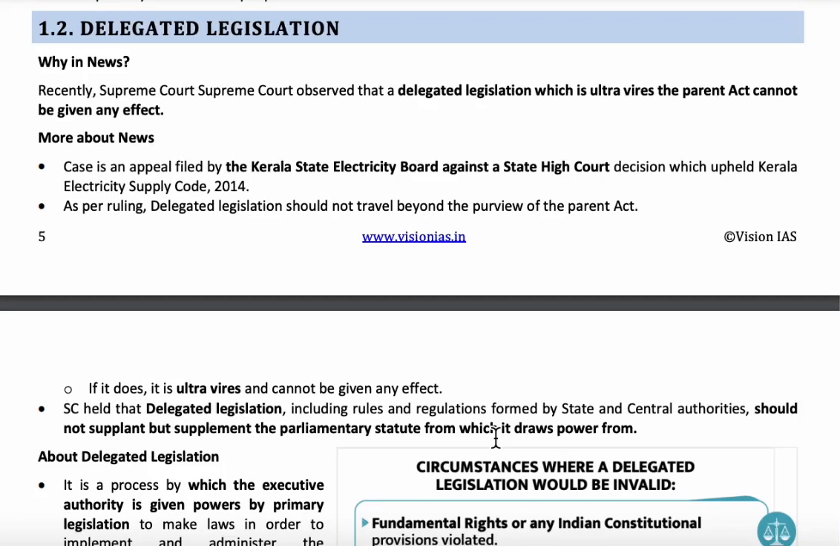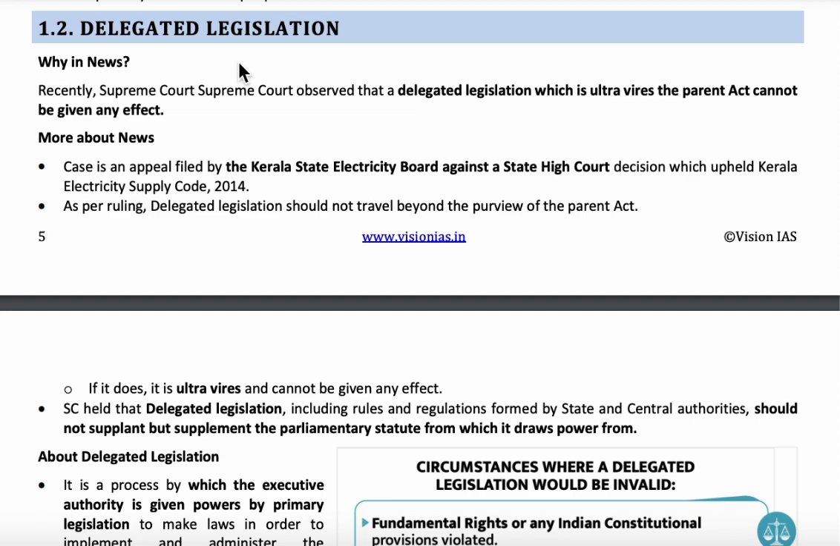1.2 Delegated Legislation. Generally, the legislature makes laws and the executive implements the laws. But if the executive makes some small laws and regulations under the parent act or law, then it can be called delegated legislation. So, delegated legislation is when the executive members make small laws or regulations in order to implement the parent law or act.